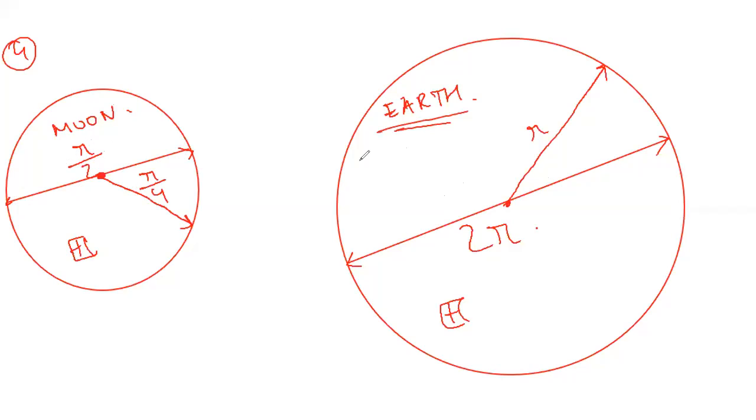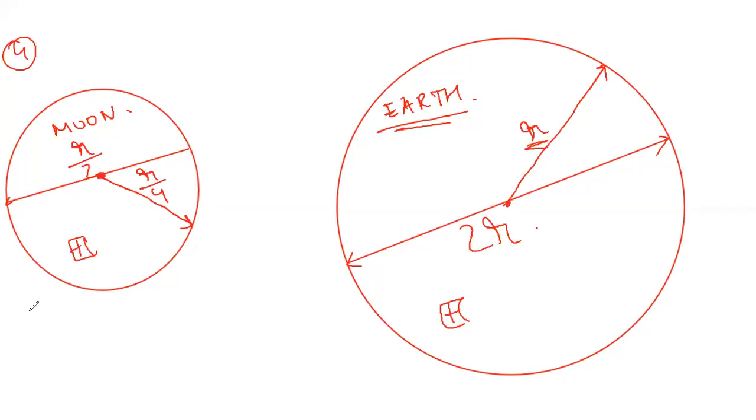Now in the formula of 4 upon 3 pi r cube, we will not be considering the diameter, which is r upon 2 in the moon and 2r in the earth. So we have to convert the diameter of the moon and earth into radius. To convert diameter into radius we divide by 2, so the radius of the moon will be r upon 4, and the radius of the earth is 2r divided by 2, which is equal to r. So by this we will calculate the fraction of the volume of the earth that is the volume of the moon.